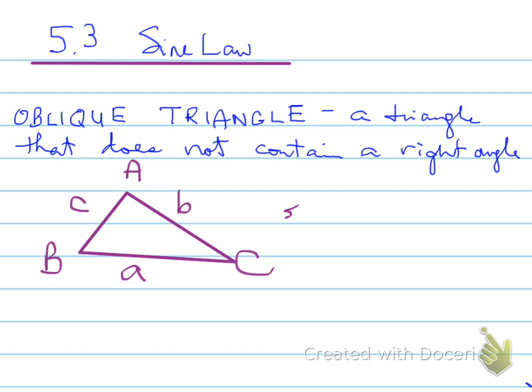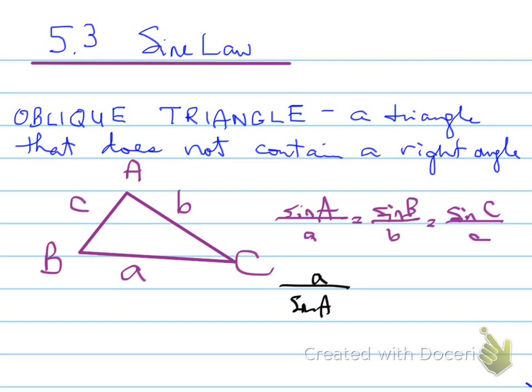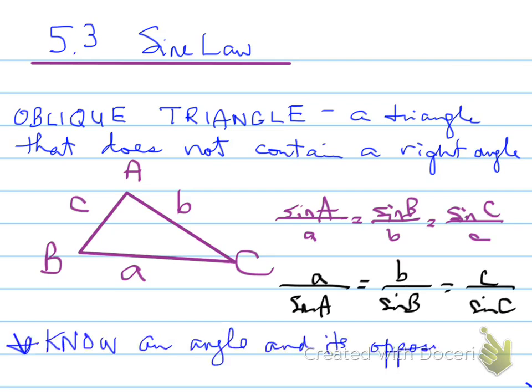Sine law is represented by the following: sine A over a equals sine B over b equals sine C over c. What do we do with this? Well, folks, we can determine the value of any side or angle given that we have an angle and its opposite side. Sine law can be rewritten this way, but what's most important is we must know an angle and its opposite side. Sine law is restricted in that way.